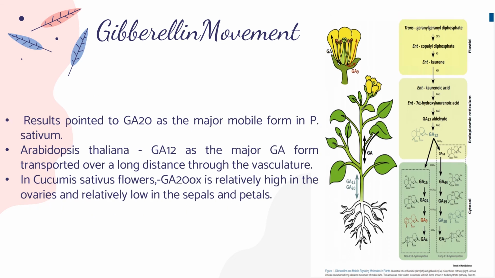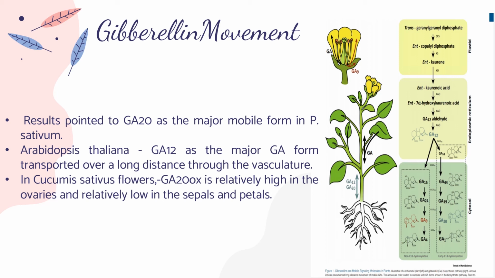A study carried out in Pisum sativum showed that it is possible to rescue the phenotype of GA biosynthetic enzyme mutants by grafting them into wild-type plants. Results pointed to GA20 as the major mobile form in Pisum sativum. It was also identified in other studies that GA12 is the major GA of Arabidopsis thaliana and is transported over a long distance through the vasculature.